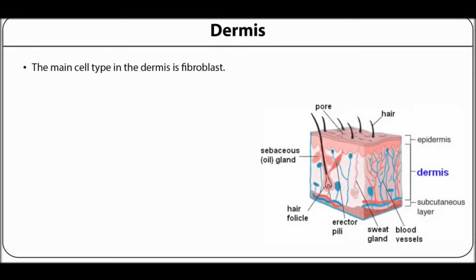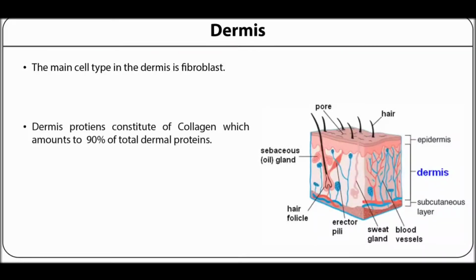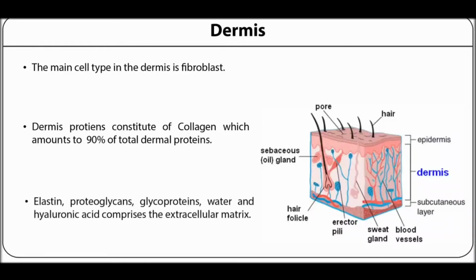The primary cell type in the dermis is referred to as the fibroblast. The dermis protein primarily consists of the collagen protein, which is about 90% of the total dermal proteins. It also has elastin, proteoglycans, glycoproteins, water and hyaluronic acid, which primarily comprise the extracellular matrix.